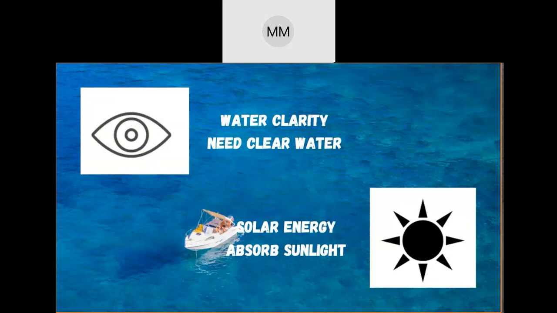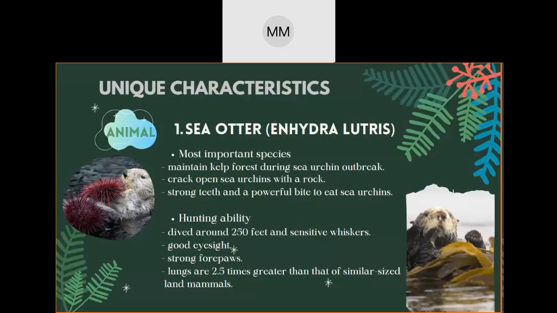Next. The unique characteristic for sea otter: it is the most important species in kelp forest. During a sea urchin outbreak, the kelp forest is affected due to high consumption by sea urchin. Sea otter can maintain the balance of kelp forest by controlling the population of sea urchin.